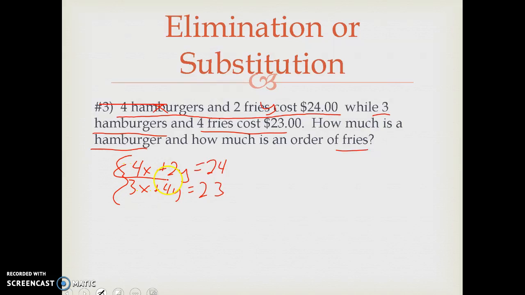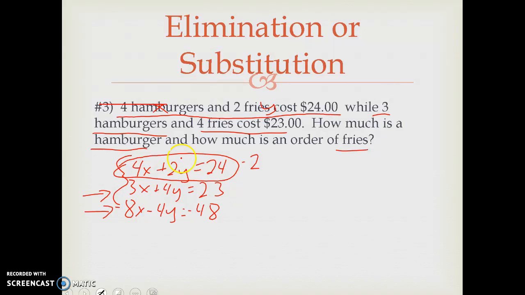I'm going to take this equation right here and multiply it all by -2. And here's why. If I multiply it all by -2, instead of having a 4x, I'll have a -8x. Instead of having 2y, I'll have a -4y. And instead of having 24, I'll have a -48. But now if I take these two equations and add them together, one of the variables will be eliminated. I have a positive 4y and a negative 4y.